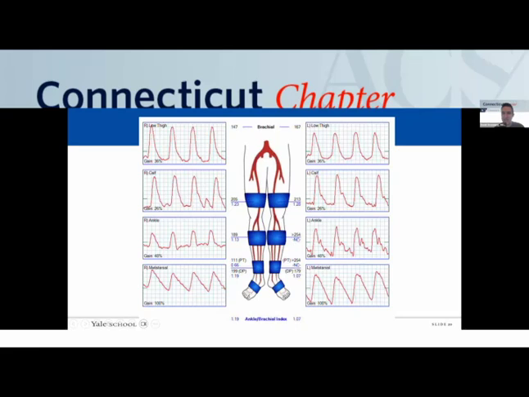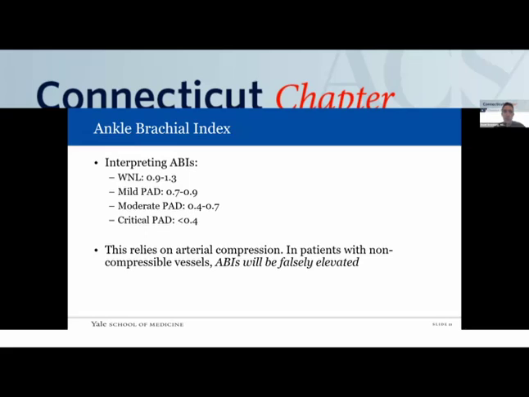If you see NC, it means non-compressible. And so in order to get a blood pressure, it relies on a blood pressure cuff compressing the vessel and then slowly coming down to get that blood pressure. So those are typically a reference for either medial calcinosis or significant atherosclerotic disease. So interpreting ABIs on the most simple level, normal is between 0.9 and 1.3. Mild is a few points below that. Moderate is around 0.5, and critical is under 0.4 or 0.3.